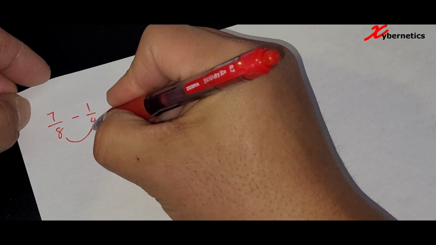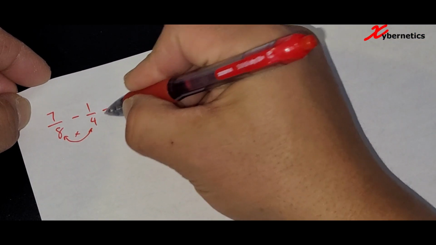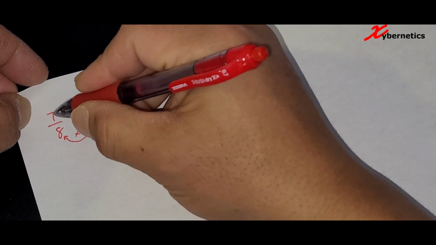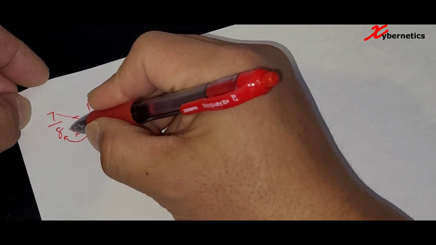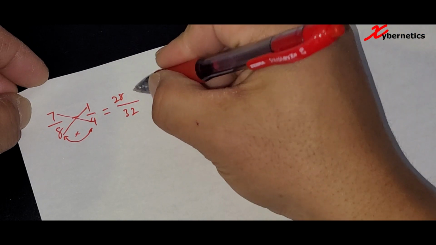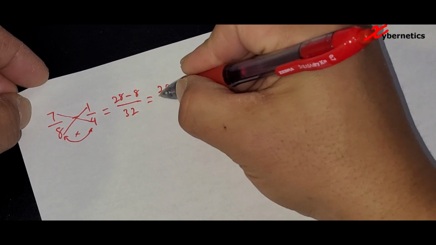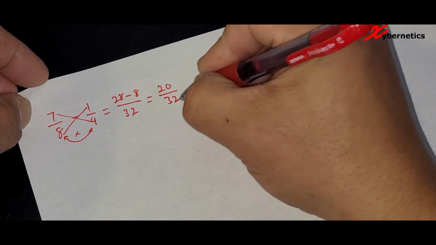is to multiply the denominators like that. And 8 times 4 will give you 32. And then you multiply 7 times 4, which is going to give you 28. And 8 times 1 is going to give you minus 8. So you get a value of 20 over 32 like that.